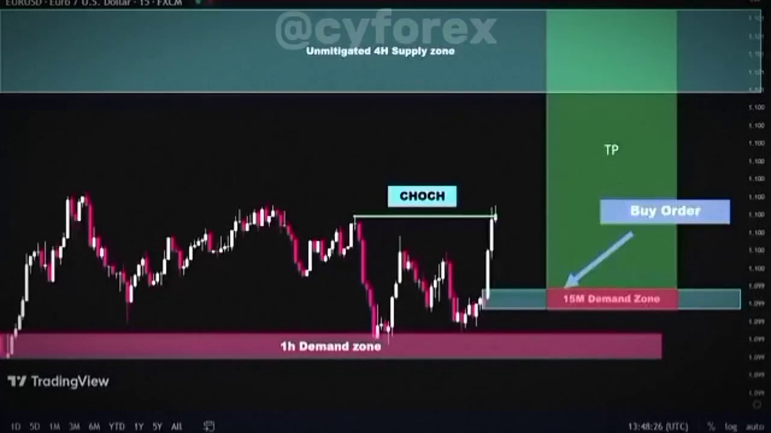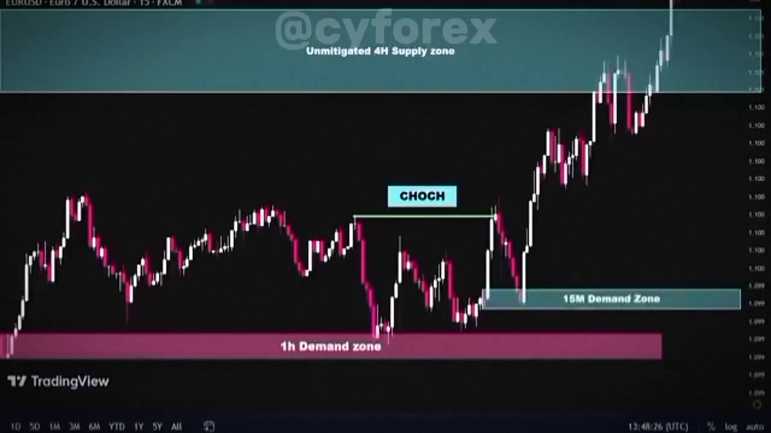As for the take profit, I will aim for the 4-hour supply zone. This way, we have a clear plan of action with defined entry, exit, and risk management levels. Now that our pending buy order is in place, let's see how the market reacts. As we can see, our order has been activated and we have successfully entered the market. And our take profit has been hit, and the trade has been closed with a profit.